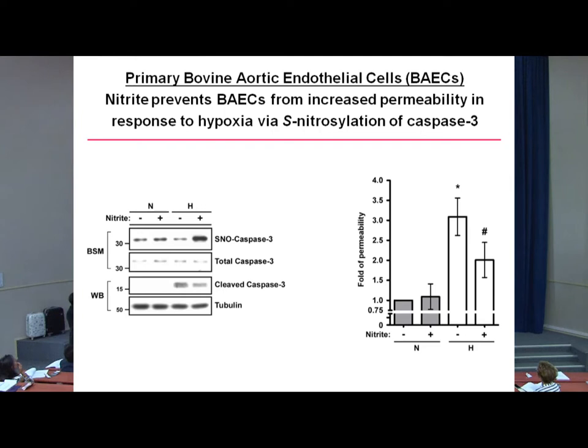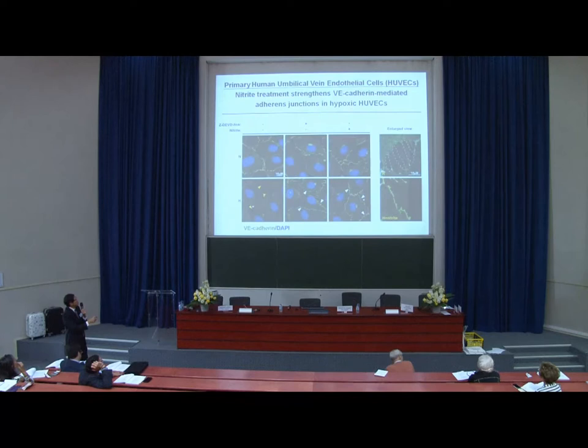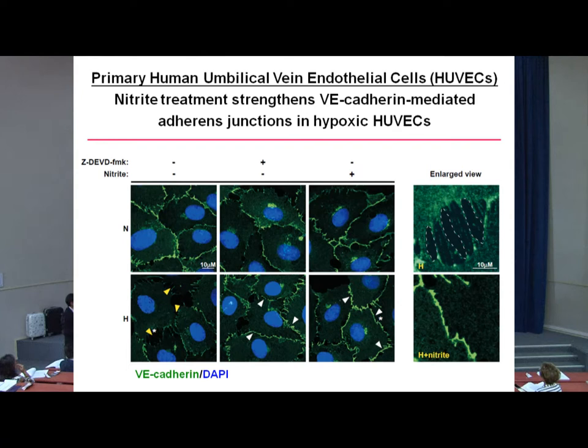So we did the same thing for the biotin switch method. Reproducibly, in response to hypoxia, you can see the decrease of SNO level on caspase 3. Nitrite brings it back. In the permeability assay, you see the same thing. So obviously, nitrite works in HUVECs as well.